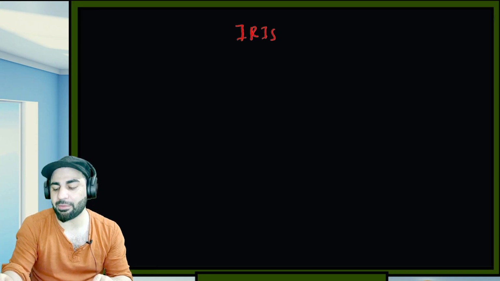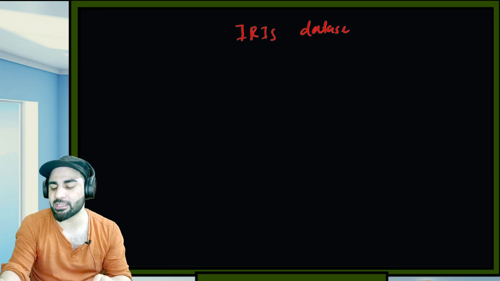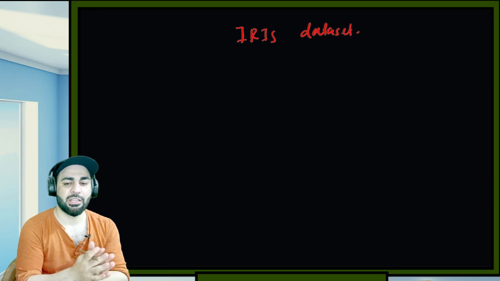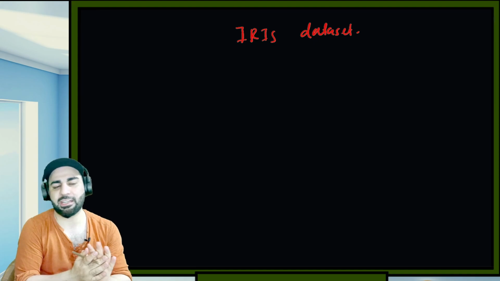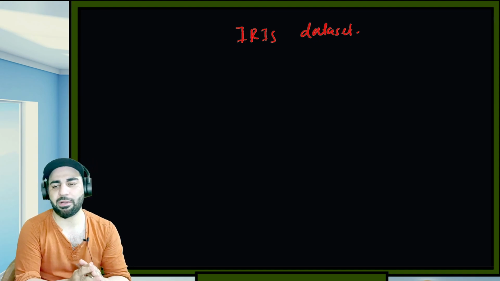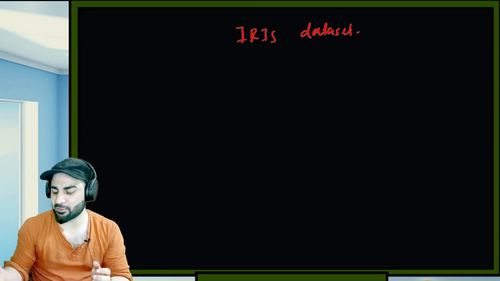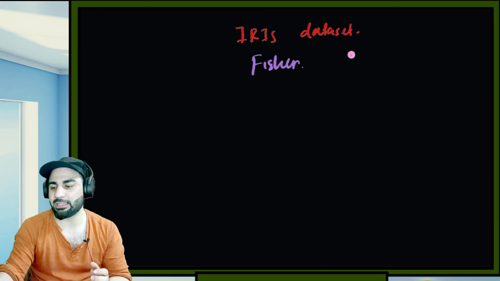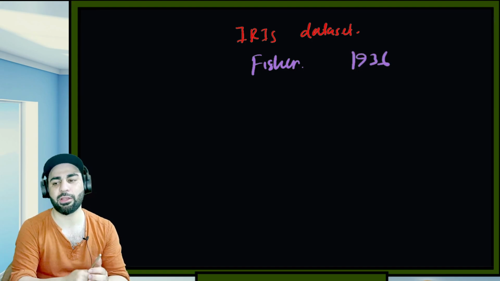I have been speaking about this a lot in previous sessions. This is a very famous data set in machine learning and statistics. It was collected by a British statistician and biologist, whose name was Fisher, I think in 1936. I have written the date over here.